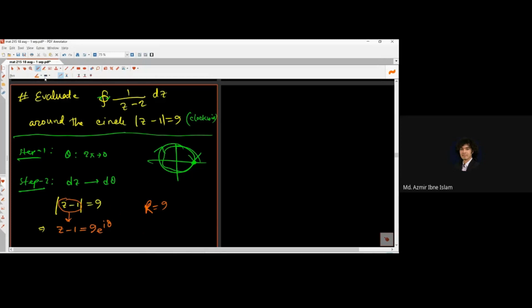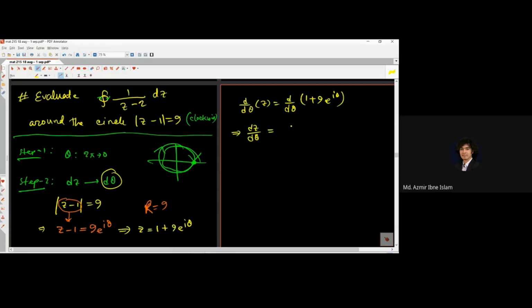Okay. Now, from here we can write z equal to 1 plus 9 e to the power i theta. So just to get d theta, we have to differentiate both sides with respect to theta. So dz by d theta: differentiation of 1 is 0. Okay, 9 is constant, and differentiation of e to the power i theta is i e to the power i theta. So dz equal to 9i e to the power i theta d theta. Is that clear?